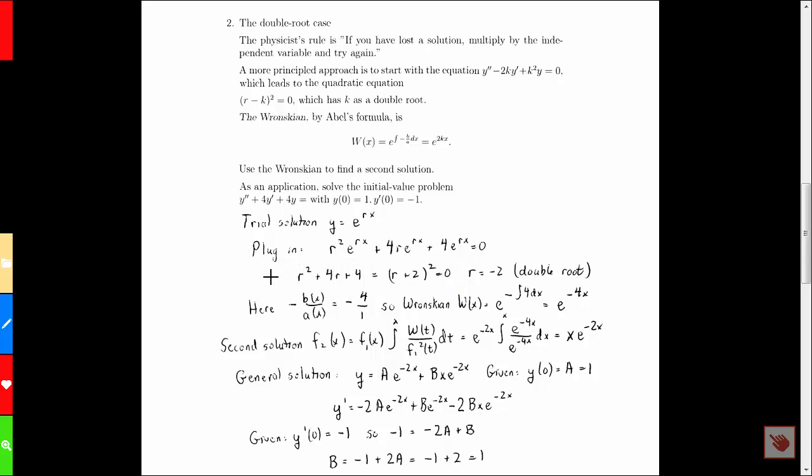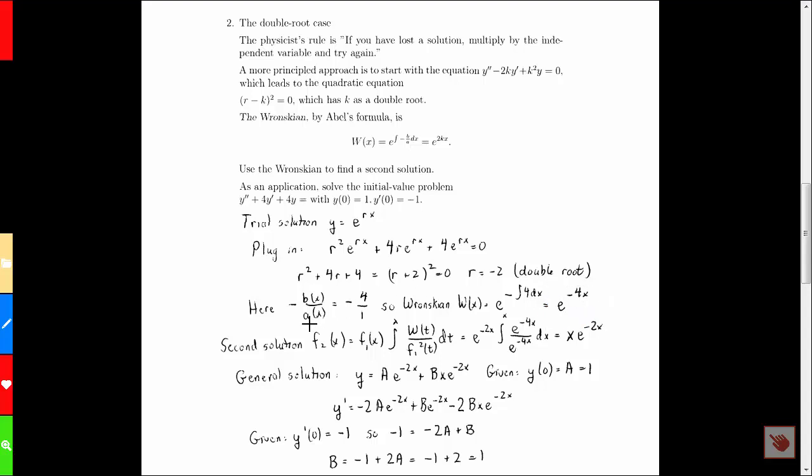Okay. Well, to find the Wronskian, we need to form the antiderivative of minus b of x over a of x. But in this equation, b of x is the constant 4, a of x is the constant 1. So to get the Wronskian, we integrate minus 4 with respect to x, and the Wronskian of the two solutions is e to the minus 4x.